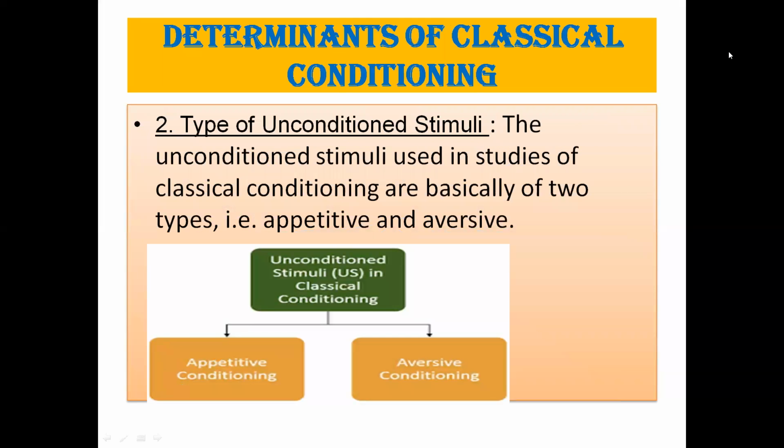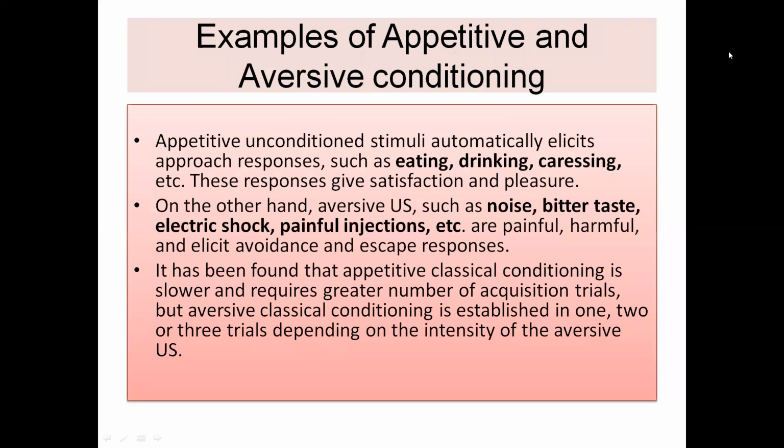Next, I come to the types of unconditioned stimuli. The types of unconditioned stimuli could be appetitive and aversive. Now let us understand what these two are. Appetitive unconditioned stimulus automatically brings about approach responses. That is where you derive satisfaction or pleasure, like eating, drinking, caressing, etc.